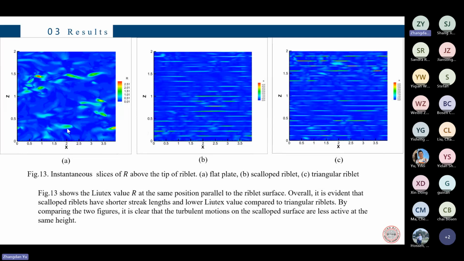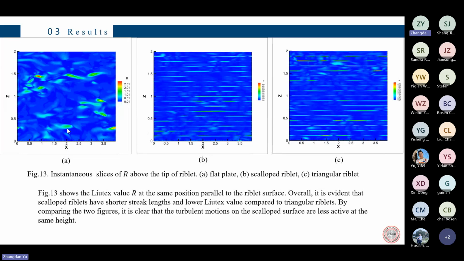The vortices with riblets are stronger than those without riblets. By comparing the two riblets, it is clear that the turbulent motion on the scalloped surface is less active at the same height. In terms of drag reduction, the interaction between the scalloped riblet surface and turbulence is more beneficial. It makes the flow near the scalloped surface in the near-wall turbulent boundary layer become more quiet.